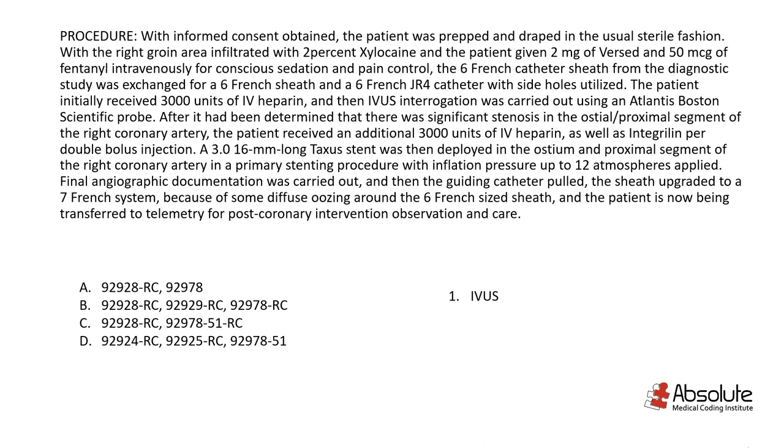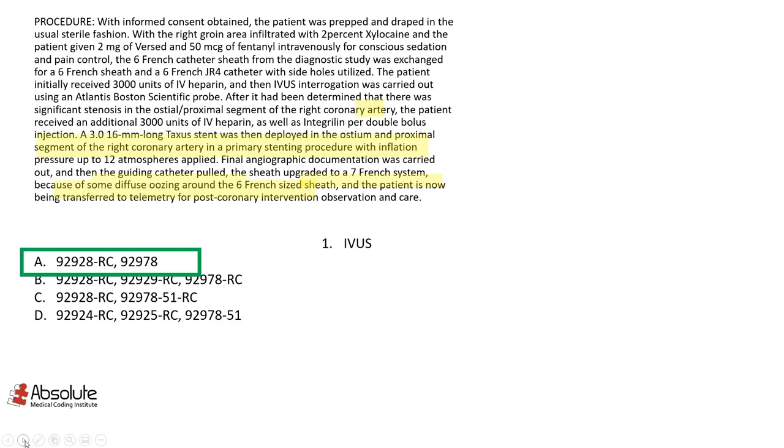Good job, coders. Once again, we got great answers in the chat, and most of you selected A as the answer, which is absolutely correct. Let's walk through and see why. Our keywords: we know a sheath was introduced and IVUS interrogation was carried out. From the IVUS interrogation, it was determined that intervention was needed and a stenting procedure was performed. So they did then a final angiographic documentation. So what we're coding for is the IVUS and the stent.